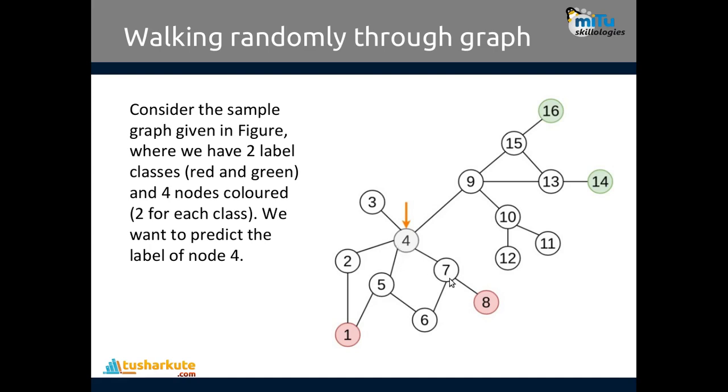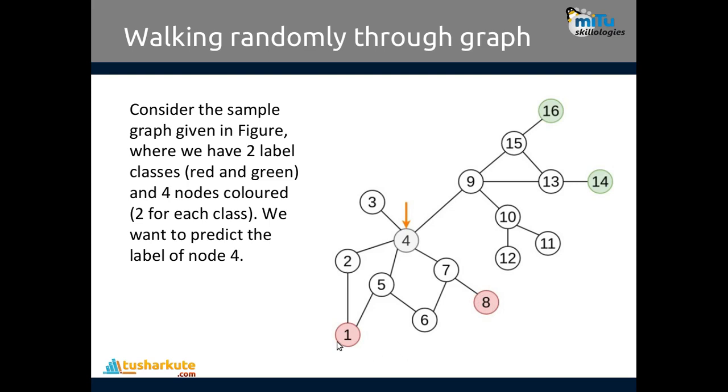Now from 4 to 8, let's see: 4, 7, 8, then 4, 5, 6, 7, 8. Done. So two paths are there towards 8 also. Now 4 to 1: 4, 2, 1, then 4, 5, 1, then 4, 7, 6, 5, 1. So three possibilities are there towards 1. Now let's look at it. In green, 4 possibilities are there, and in red, 5 possibilities are there.